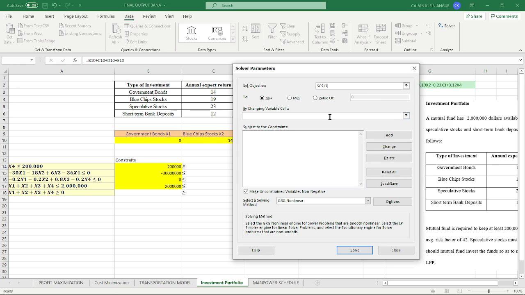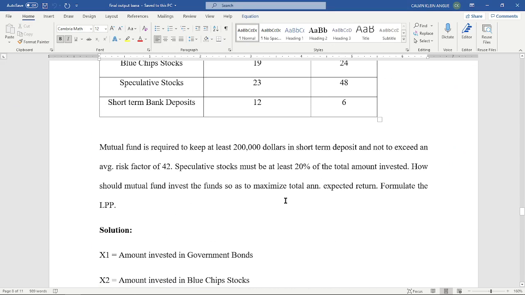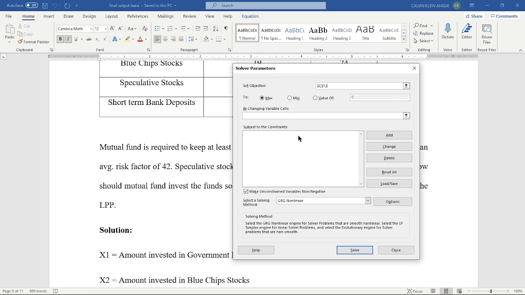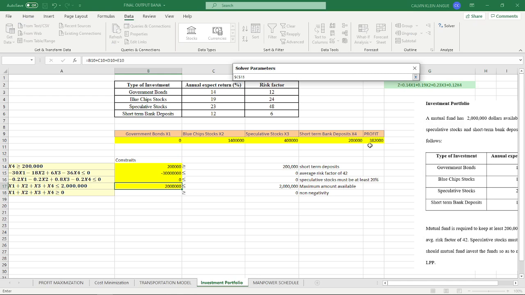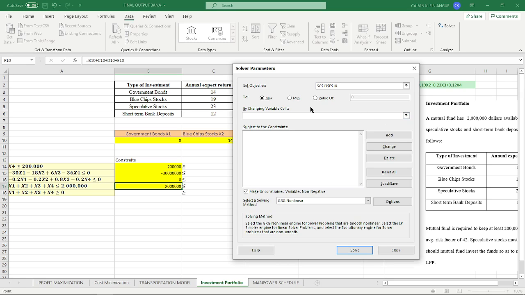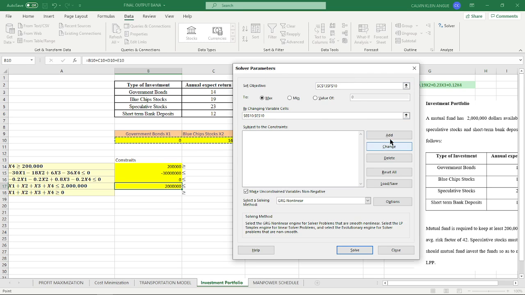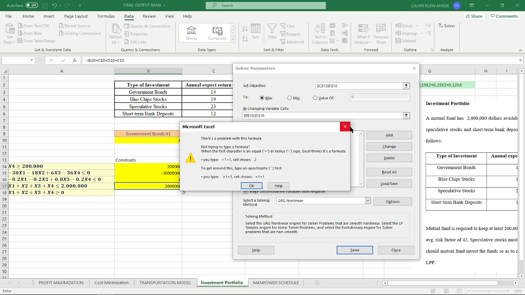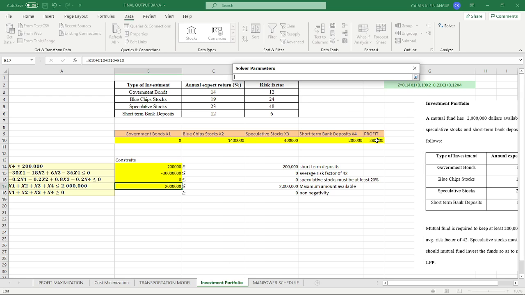So let's look at the problem again. We need to maximize the total annual return. So let's go to the problem. This is our objective. So don't forget, we need to maximize it. Then our changing variables will be this. Sorry, there's an error. Let's clear this again. Then our objective is here.